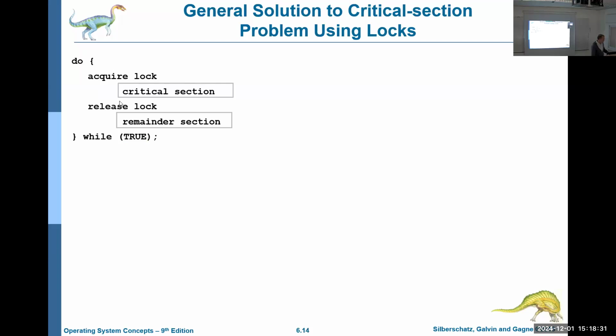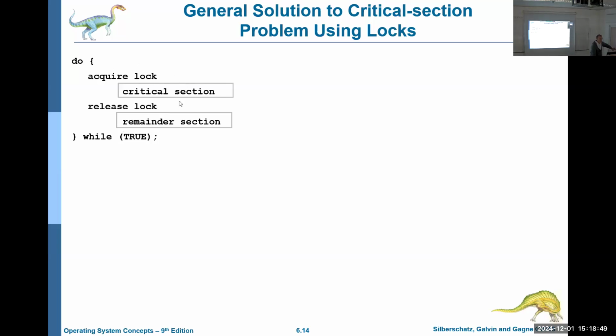So the idea is like this. First, we're going to show a general description of what we mean by locks. You acquire some lock, you go to the critical section, you release the lock and let everybody else go to the critical section. You do your remainder section where you don't need the critical section, and you go back. That's the basic lock.